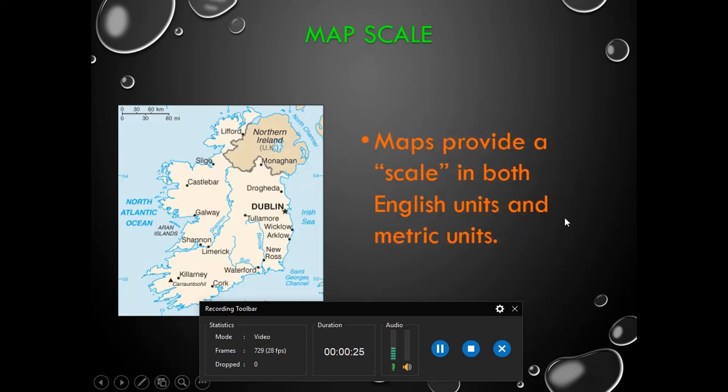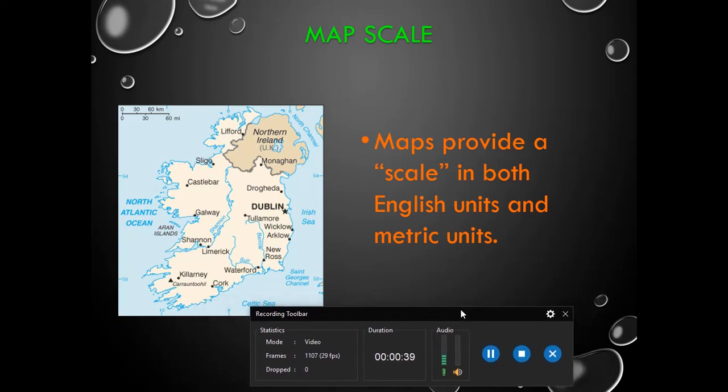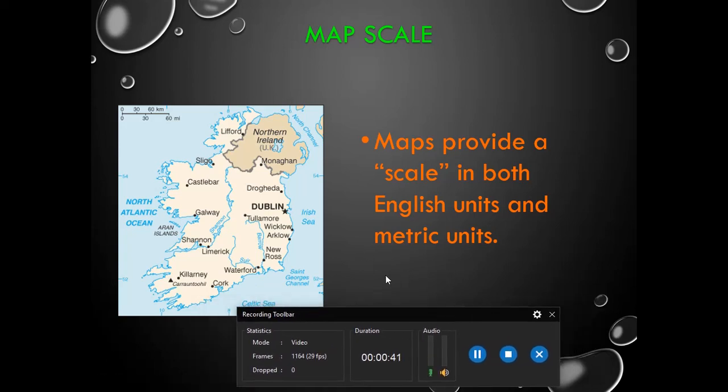When we use a map, we know that this is a very small version of the actual state or country that we happen to be examining. Today we're going to use the country of Ireland to work on our map scale. All maps provide a scale somewhere on the map itself. For us, it will be in the upper left corner.